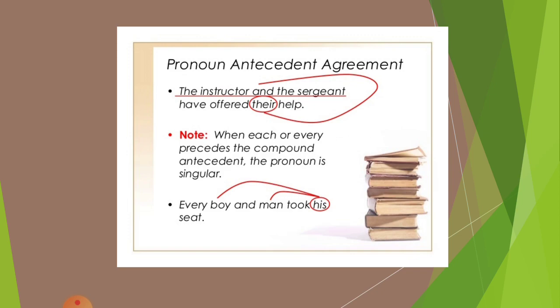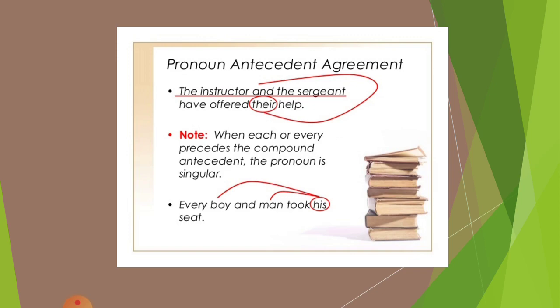Okay. But you cannot always do it in the same way. Why? When each or every precedes the compound antecedent, the pronoun is singular. Here you have made use of the pronoun which is in plural because they are compound. Your antecedents are compound too.